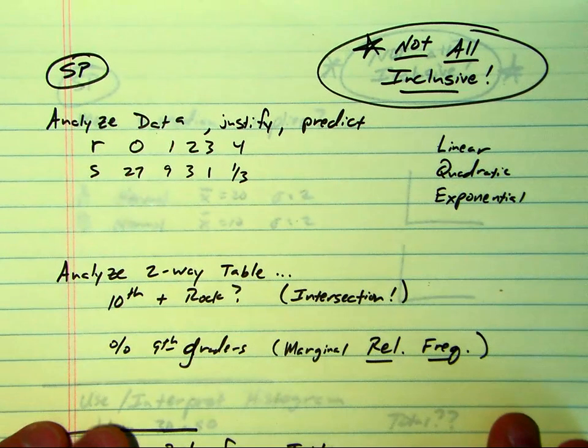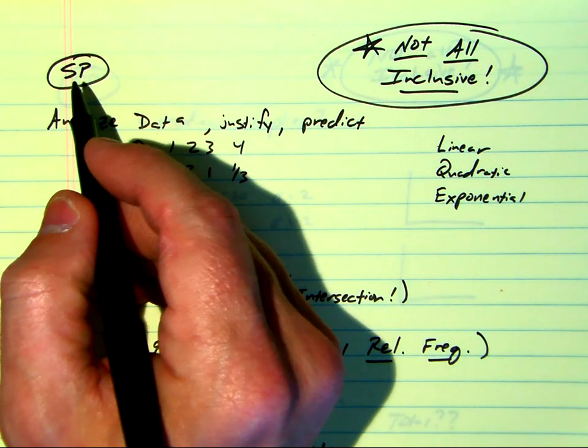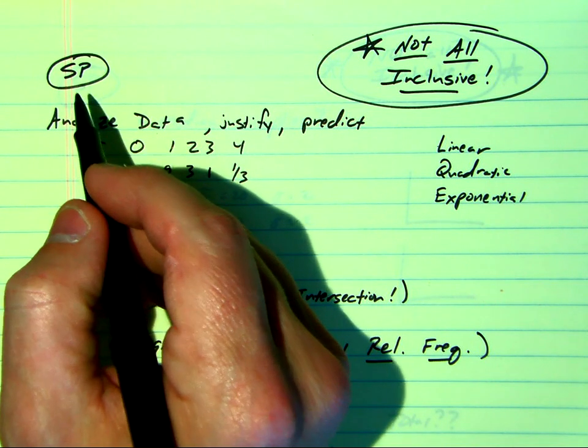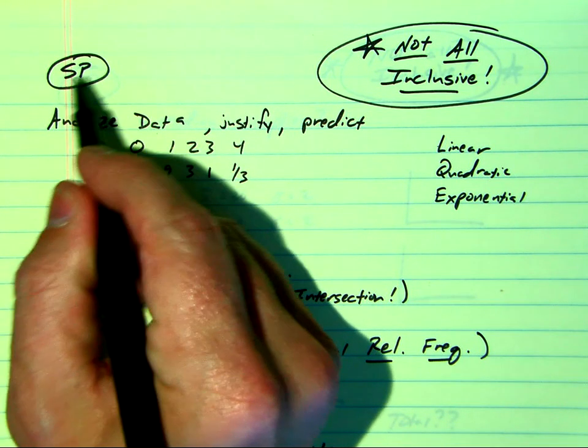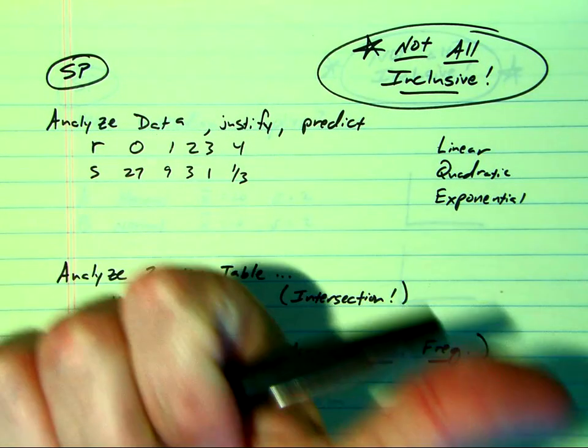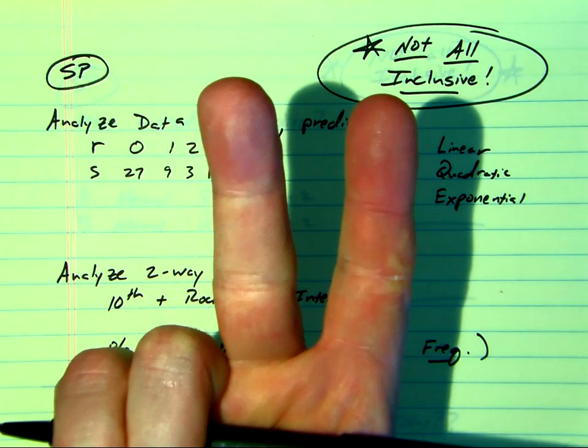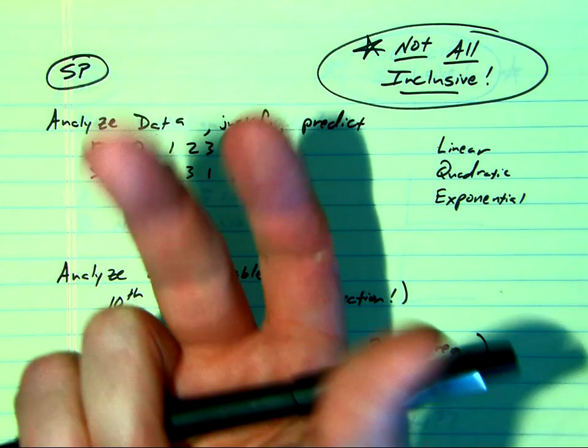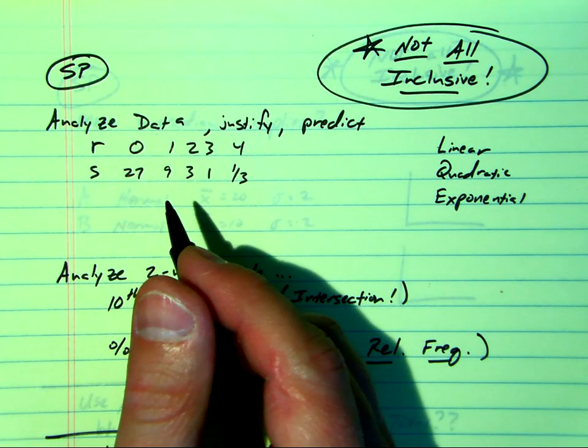Here we have the first video on the SP standard. I have lumped a bunch of standards together for SP. It stands for stats and probability, but it's interpreting data, making inferences, and drawing conclusions from stats. So it's like three standards all lumped together.